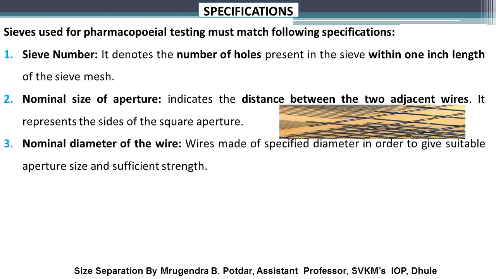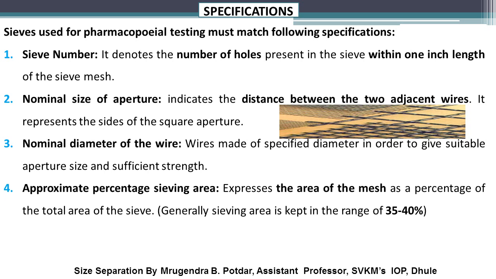Nominal diameter of the wire. Wire mesh sieves are made from wires having a specific diameter in order to give a suitable aperture size and sufficient strength to avoid distortion of the sieves. Approximate percentage sieving area. It expresses the area of mesh as a percentage of the total area of the sieve. Generally, the sieving area is kept in the range of 35 to 40% in whole sieves.